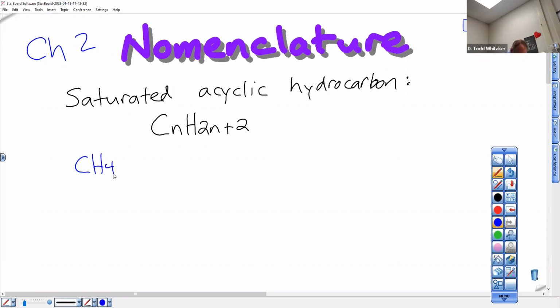You get 2n plus 2. Okay? So we have a molecule like CH4, and you have to know its name is methane.